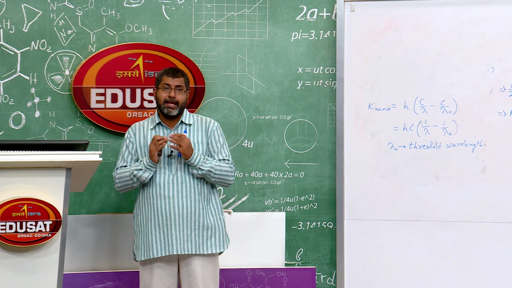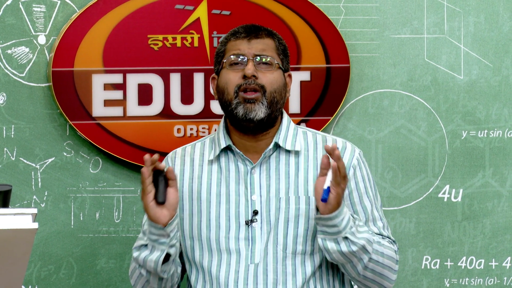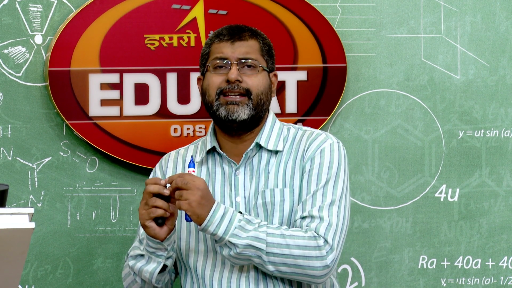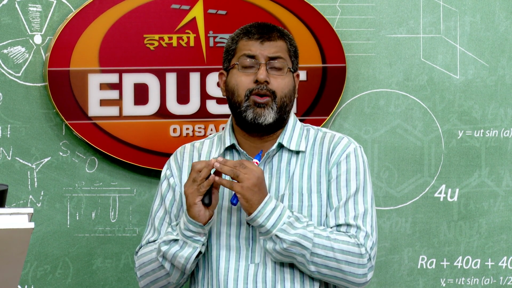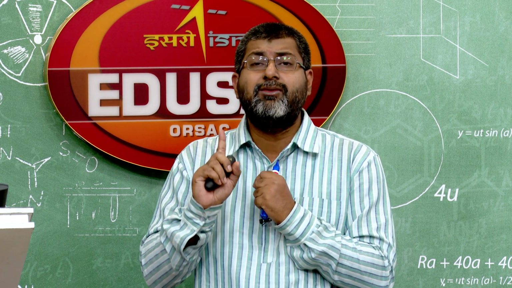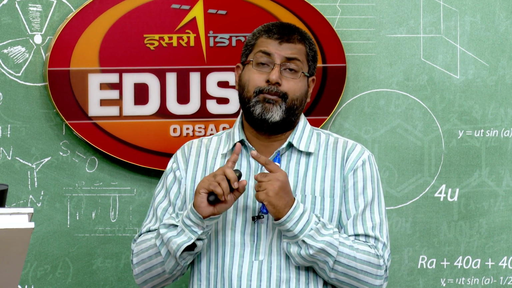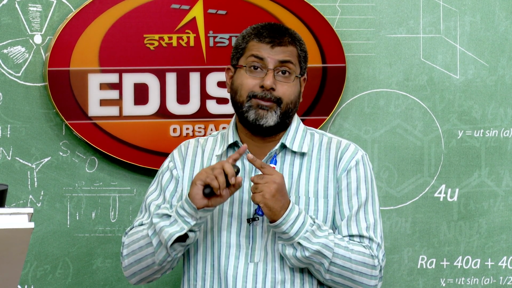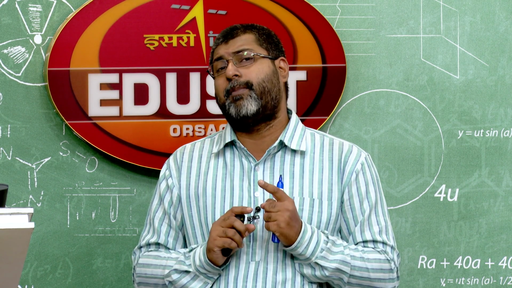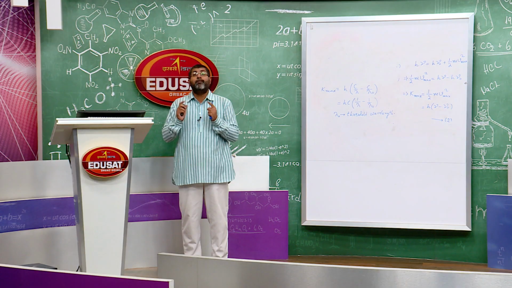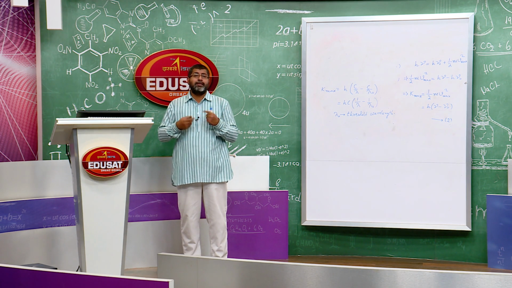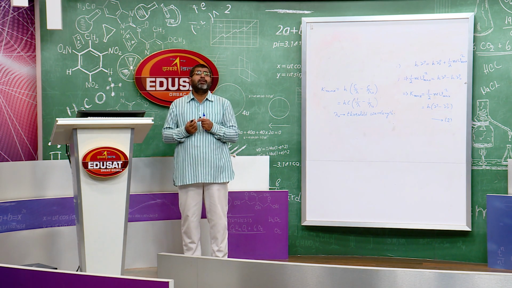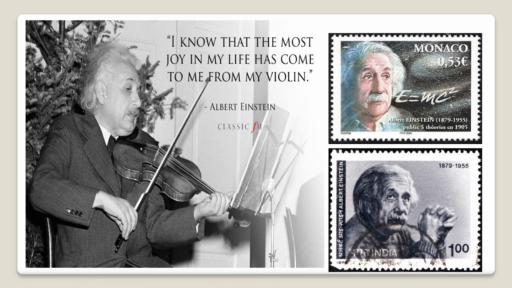We can say that all the fundamental particles are categorized into two types: one is boson and the second one is fermion. Under the boson category there are photons and gravitons, and these bosons are integral spin particles that obey Bose-Einstein statistics. Now, Einstein was a beautiful violin player. He is a very good musician, and we can say that he is a very versatile genius.